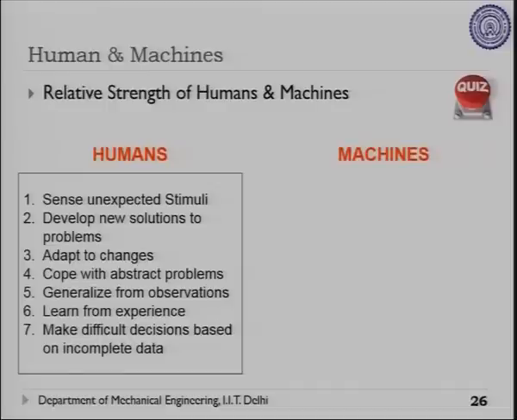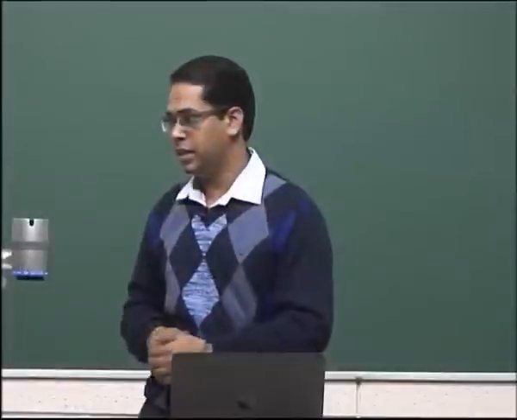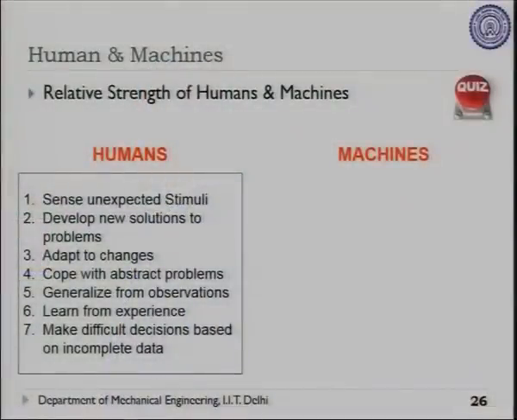Though people are trying to have machine learning nowadays, they are still far off. As I mentioned, in the next 30-50 years they cannot reach human beings' capability. Generalize from observation: if I experience something, I immediately generalize, so those observations matter. Learn from experience. Learning is definitely a much better strength of human beings. Make difficult decisions based on incomplete data. So these are the strengths where machines are still lagging behind, and they cannot replace human beings.